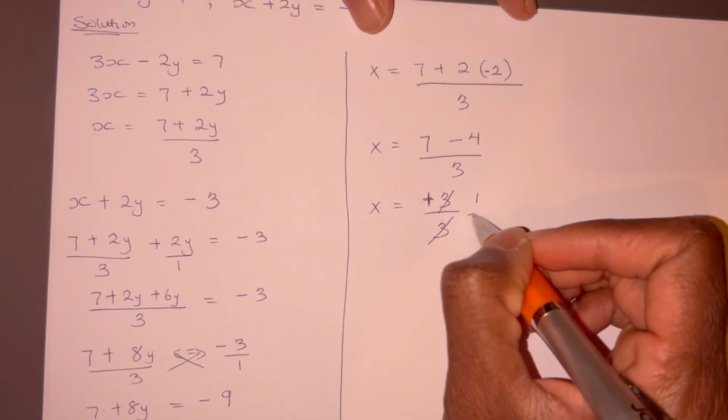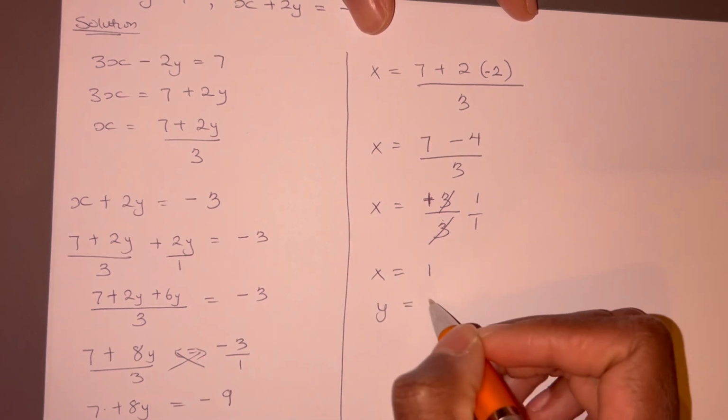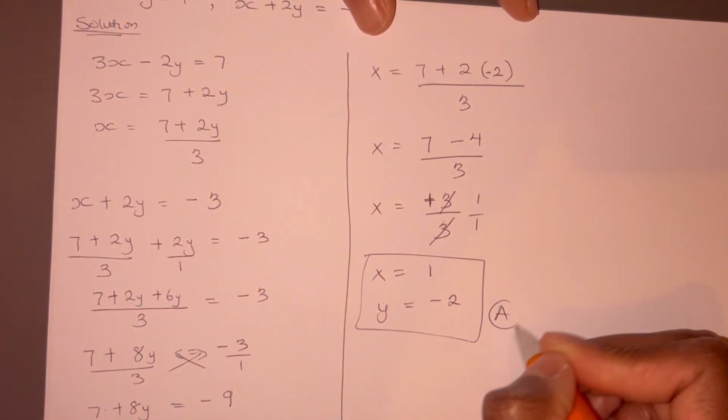3 cancels 3 is 1 over 1. x equals 1. y equals minus 2. This is the answer. That is A.